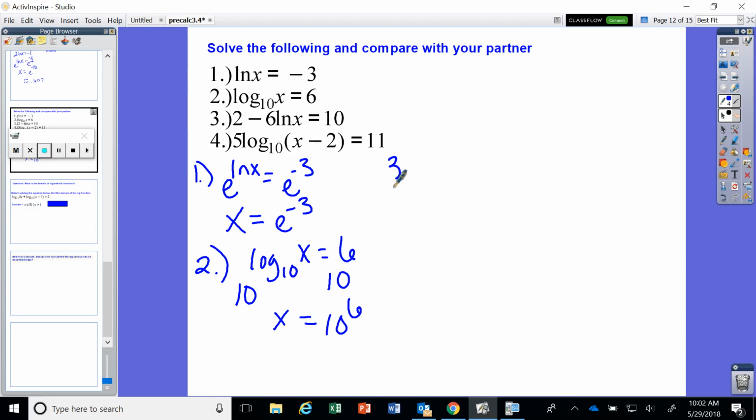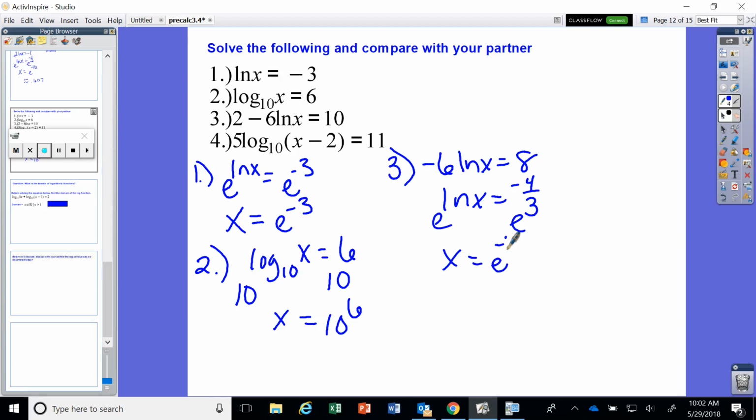All right, let's take a look. What do you guys think? So first and foremost, I want to get the 2 on the right-hand side, so I'm going to subtract it, and then I want to go ahead and divide, and this is going to be negative 4 over 3. So once again, guys, with natural log, I want to e both sides. So take the base e, raise each of these, making an exponent. x equals e to the negative 4/3 power.